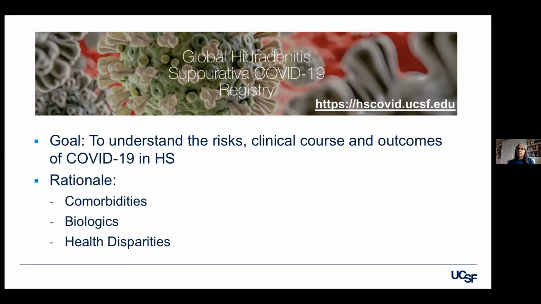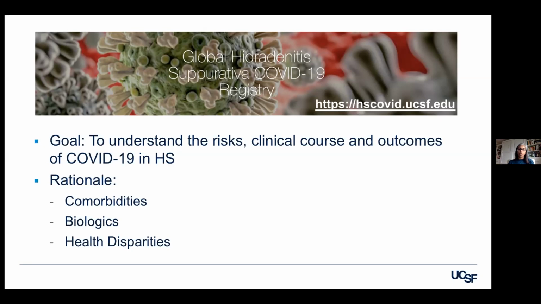And then, of course, what we have been talking about for months now, and a really critically important issue that's reached a fever pitch now, is health disparities. The patient population that is affected most significantly by HS falls squarely in the group of patients that experience tremendous disparities in healthcare access and treatment. So we want to better understand how that affects clinical course and outcomes in this patient population as well.